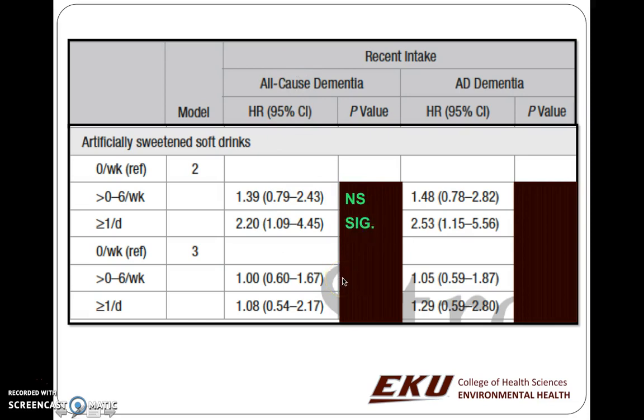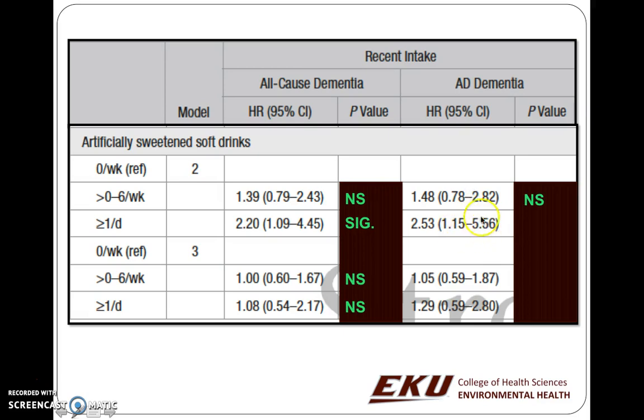Let's look at the model with different confounders. 0.6 to 1.67. 1 is included, not significant. 0.54 to 2.17. Is 1 included? Yes, it is. So protective, harmful, both sides of the confidence interval. 1 is included, not significant. 1's included here in our risk for Alzheimer's disease in this group, so that one is not significant.